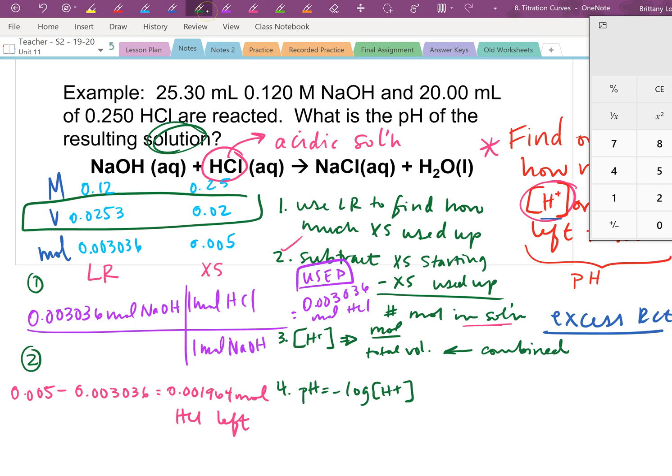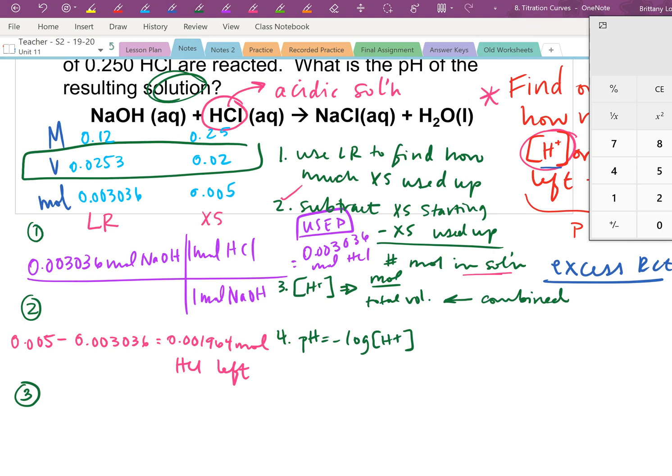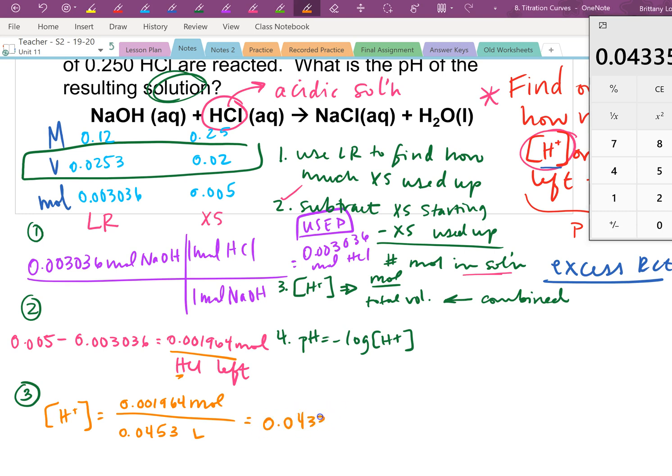Next we need to find the concentration of H+. So concentration of H+ is going to be this number of moles, right? Because it's a strong acid, so it will have dissociated. So we have that many moles of H+. And then we're going to divide it by the total volume, which is basically 20 mils plus 25.3, so that should be 45.3. So 0.0453 liters, and we divide by 0.0453, and I got 0.043355 molar H+.